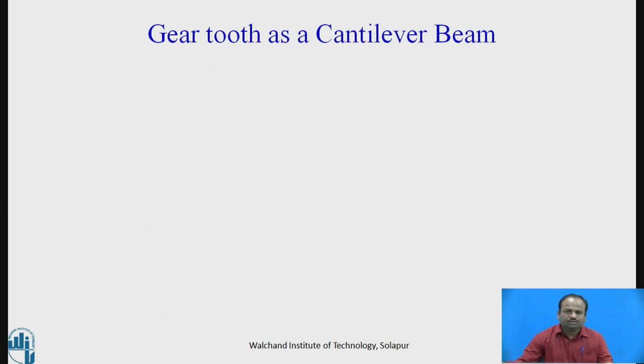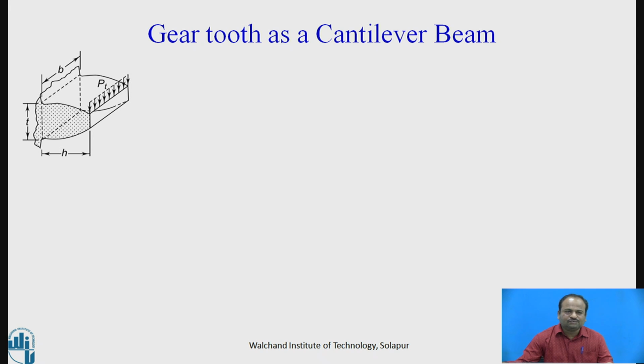Now, gear tooth as a cantilever beam. This is the gear tooth, which appears to be a cantilever beam. Here B is the face width, T is nothing but the thickness of the tooth, and Pt is the tangential force. H is the height of the tooth, with the help of which we can derive the beam strength equation of the spur gear.